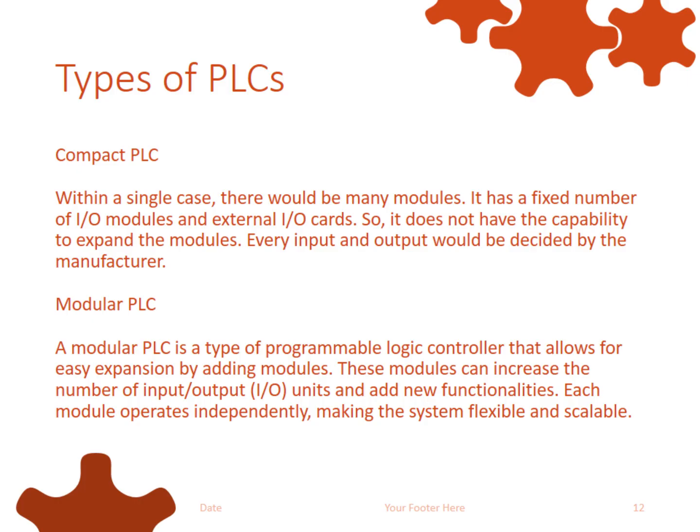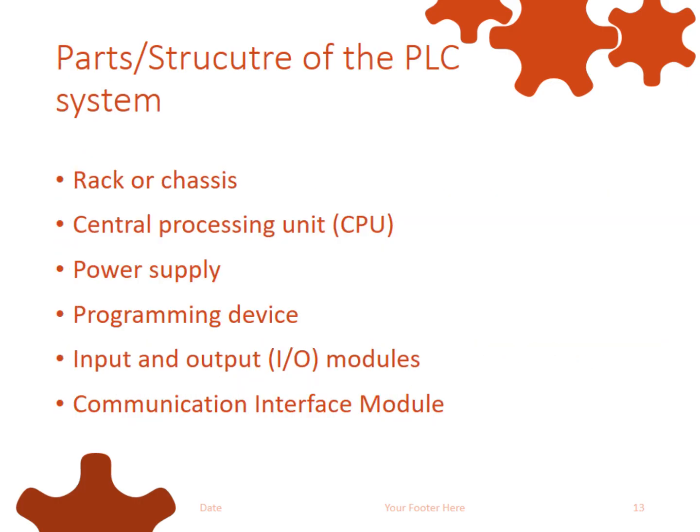A typical PLC system has several components: the rack or chassis to hold everything, a central processing unit or CPU, a power supply, input and output modules, programming devices, and communication modules. Each part plays an essential role in making automation possible.